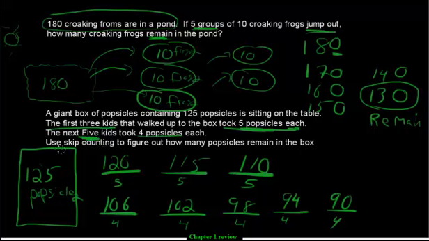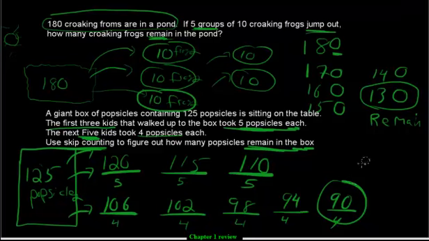And now it says here, well, I guess we kind of did this already. It says use skip counting to figure out how many popsicles remain in the box. We already did that. We counted backwards because they're taking them out of the box. So we basically skip counted by whatever that number says over here. And that's how you do this question. 90 popsicles remain.